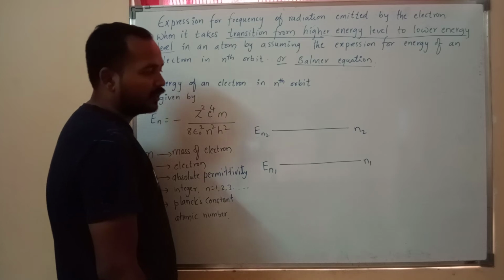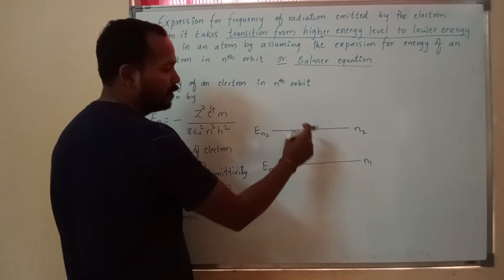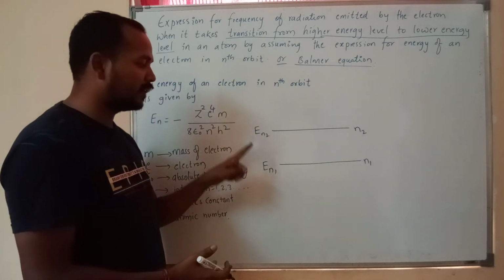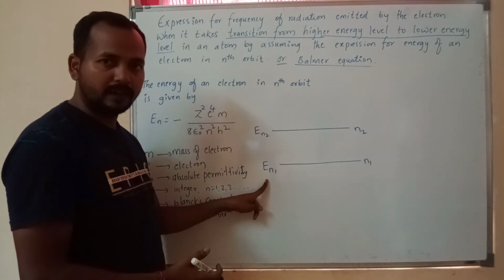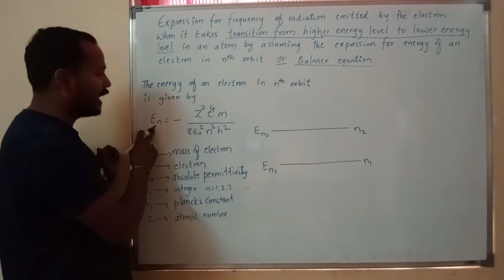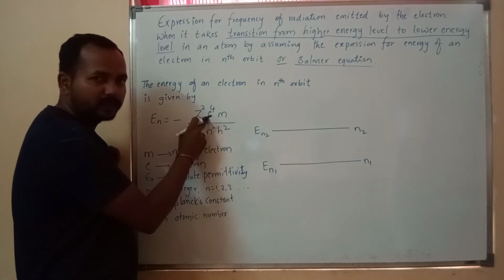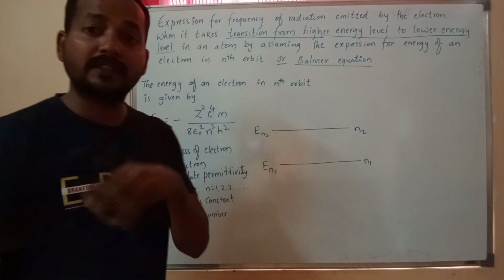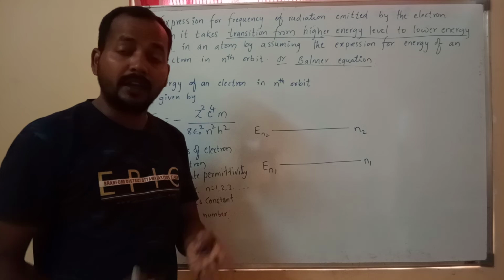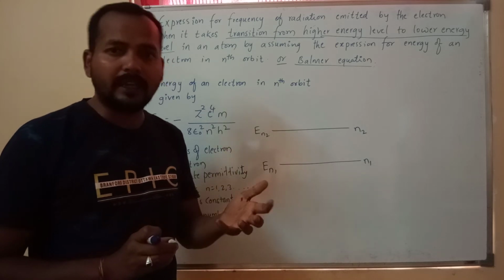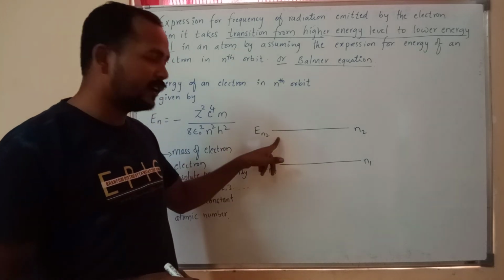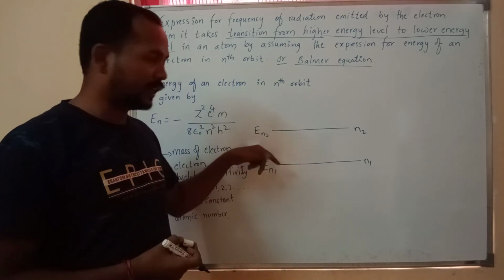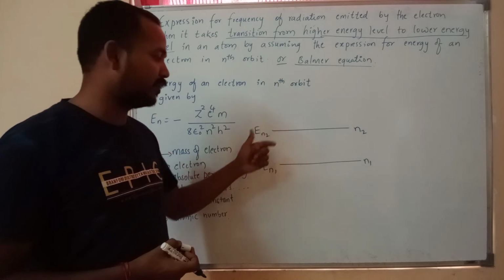Now whenever an electron jumps from a higher energy level to a lower energy level, how do you say that En2 is at a higher energy level and En1 is at a lower energy level? Because energy is directly proportional to the number of electrons, correct? In the first orbit, how many electrons are there? Only 2 electrons. In the second orbit, 8 electrons. If the number of electrons is more, the energy will be more. Hence, in the second orbit there is a greater number of electrons, so the second orbit energy is greater compared to the first orbit.